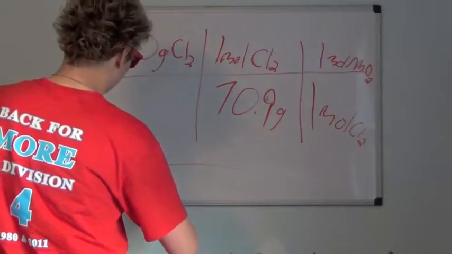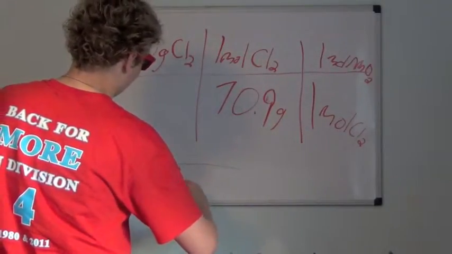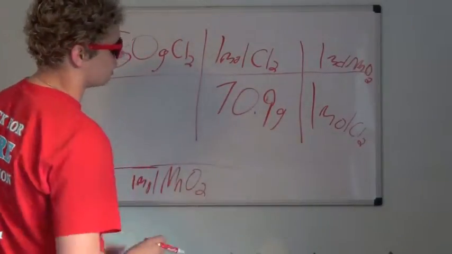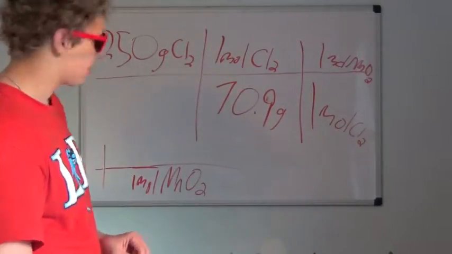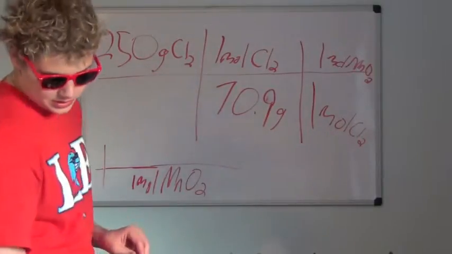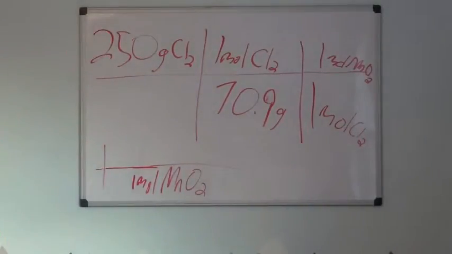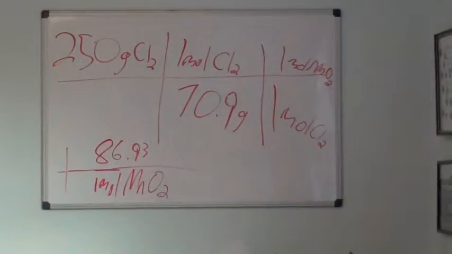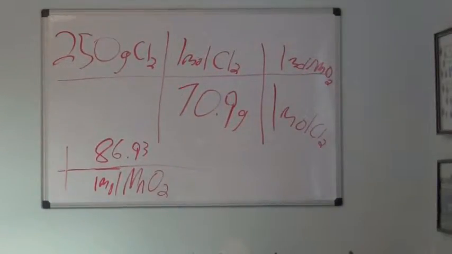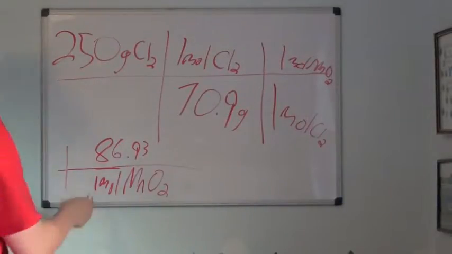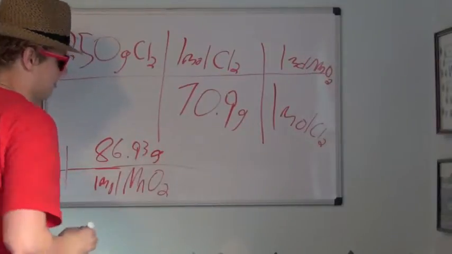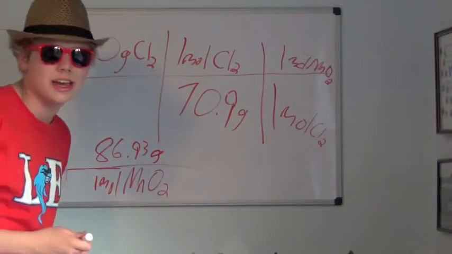So 1 mole MnO2 is equal to, what is the molar mass of that? That's awkward. Okay, so the molar mass of MnO2 is 86.93 grams. And that was embarrassing, so I put on a silly hat.